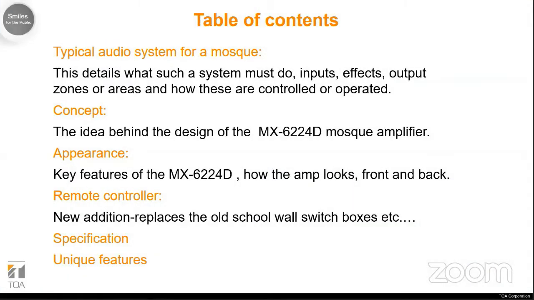What we are also going to be discussing today are these features that I have on the table of contents. We are going to discuss what is a typical audio system for a mosque. This details what such a system must do. We will talk about the inputs that the system must handle or provide, the effects that such a system must provide, the output zones or areas, and how these are controlled or operated.